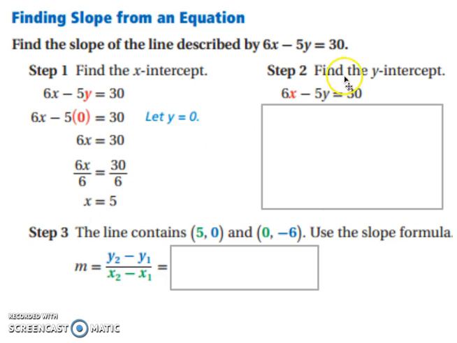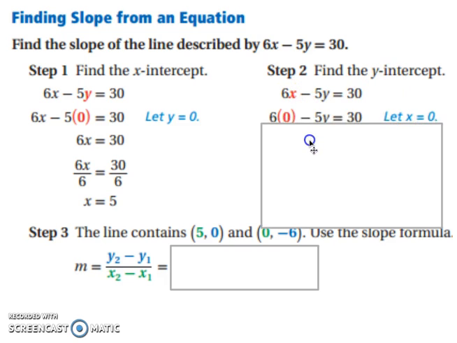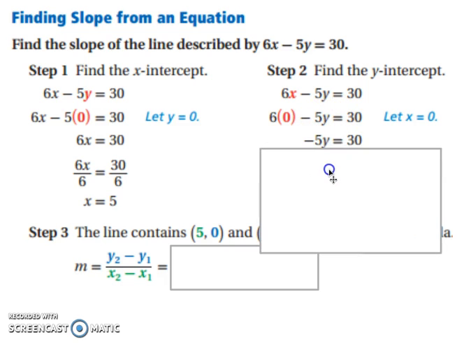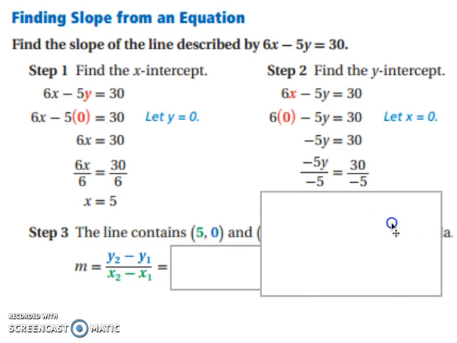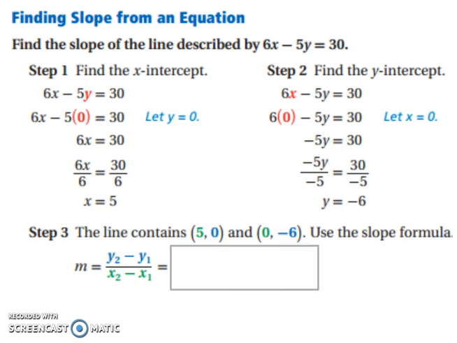Alright, so for this one, you want to find the y-intercept, so you want a value for y, so x is going to be nothing. It's going to be 0. That means that all you have left is this negative 5y equals 30. Divide both sides by negative 5, and you end up with negative 6. So our two coordinates, we have 5, 0, and 0, negative 6.